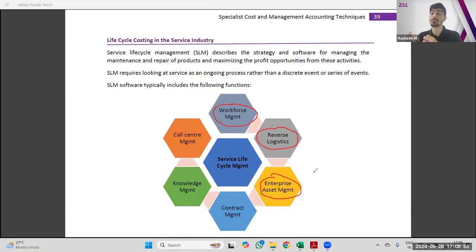So enterprise assets involve everything that is in the hands of your service partner, right from cash to physical assets that you have provided. Think about salon services and all. Think about home to home services like Urban Company does. They give you full kits to facilitate service, whatever it can be. So all those fall under enterprise asset management.